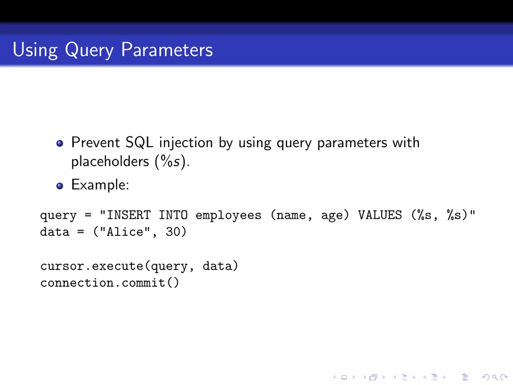Query parameters are a vital feature for both simplifying your code and improving security. Instead of embedding values directly in your SQL statements, you use placeholders like %s and provide a tuple of data to substitute for those placeholders. This prevents SQL injection attacks by ensuring user input is safely escaped. For example, inserting a new employee into the database is as simple as writing a parameterized query and passing the values to it.